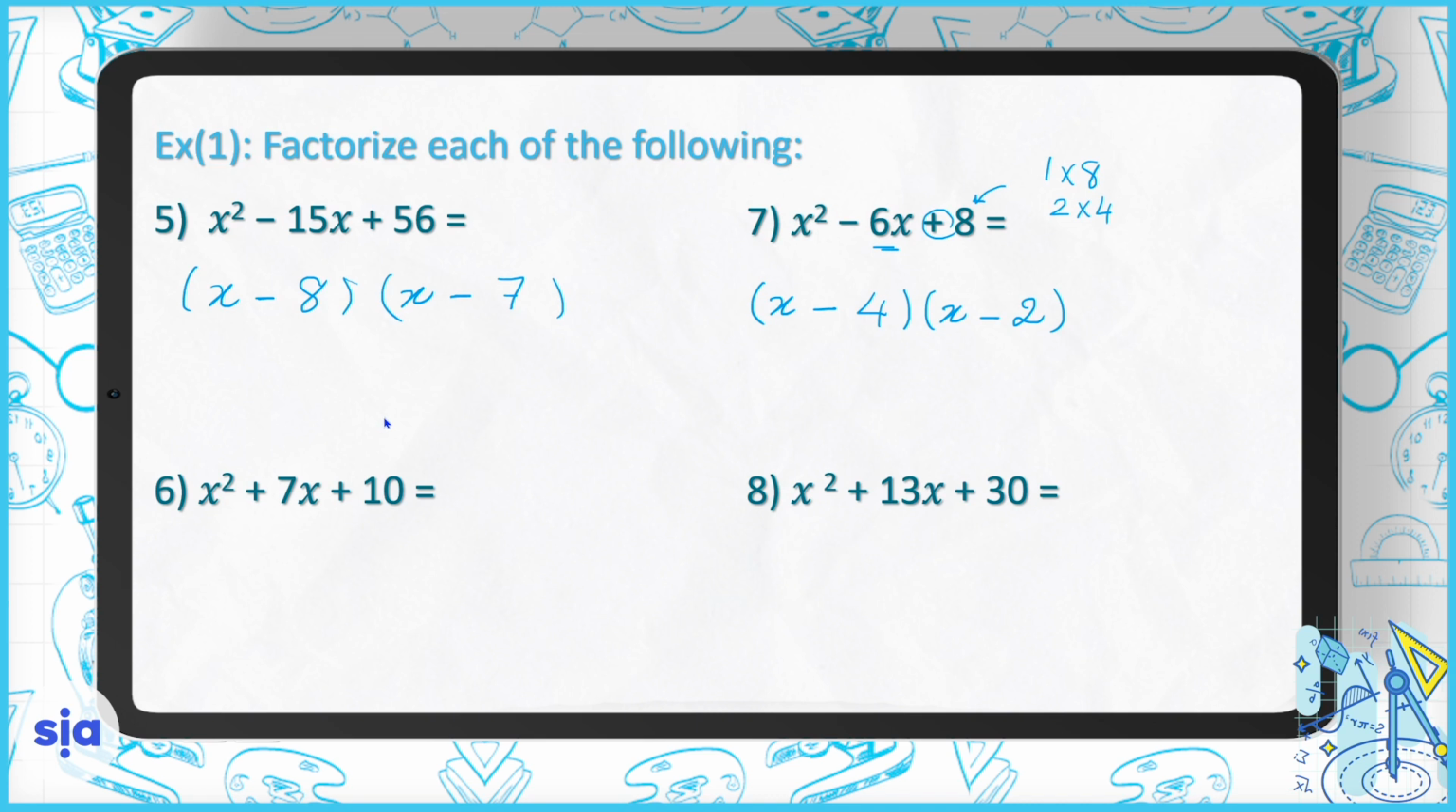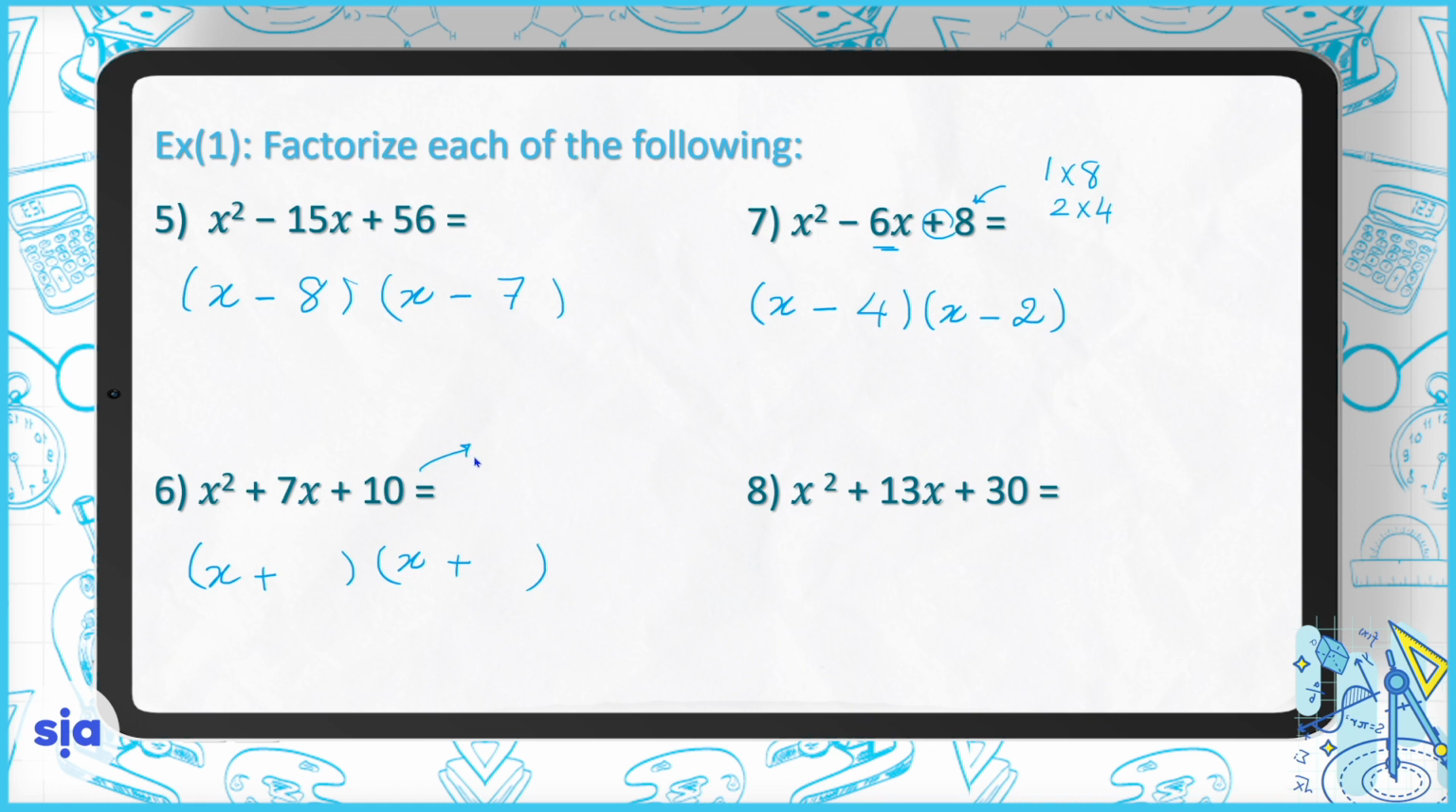Question 6. X squared plus 7x plus 10. As you see, there is no HCF. So the two brackets, x and x. The first sign is plus. Positive times what equals positive? Yes, it's positive. And then after that, the 10.